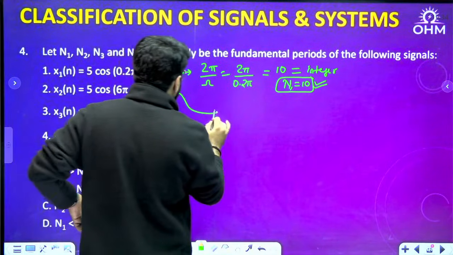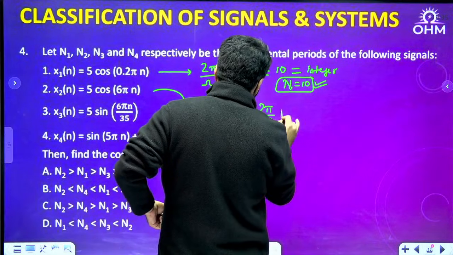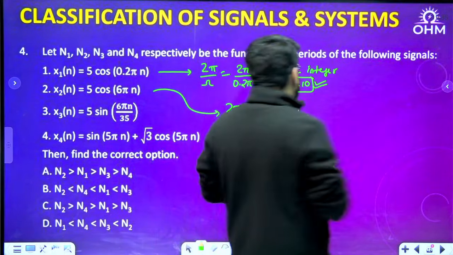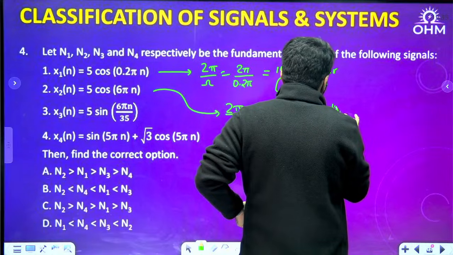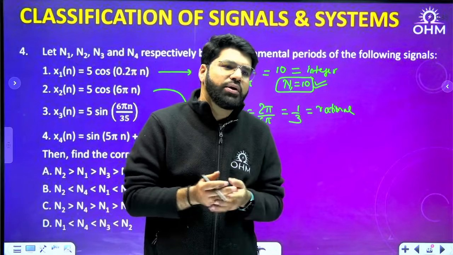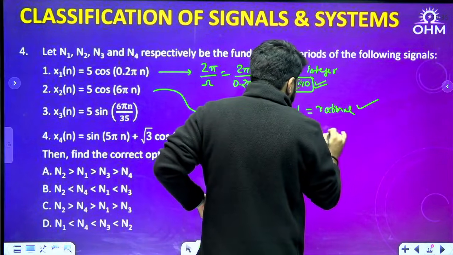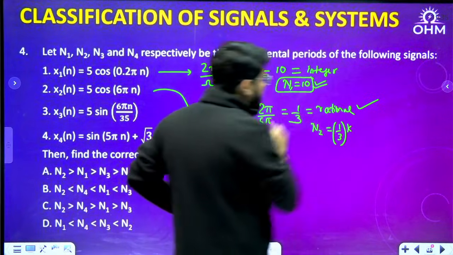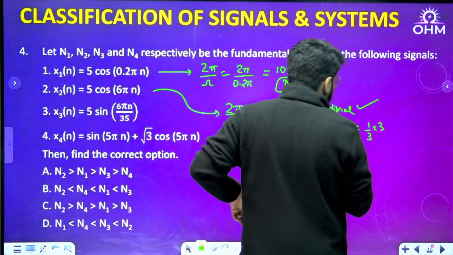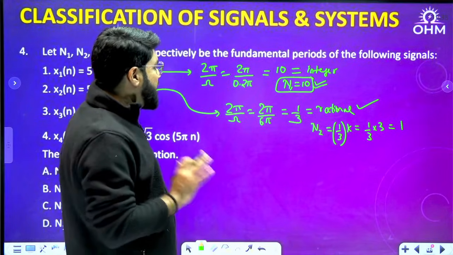Coming to the second one, 2 pi by omega is 2 pi divided by 6 pi, which is 1 by 3. Now 1 by 3 cannot be the period, since a non-integer period is not allowed in the discrete time domain. But this is rational. It is not an integer, but at least it is rational. Earlier I saw one question where 2 pi by omega was not rational, so I stopped and told you the answer is an aperiodic signal. But this one is rational. So what is the time period? N2 must be 1 by 3 into k, some multiple of 1 by 3. Which multiple? Take k equal to 3. You have to choose k so that you get a final integer answer. So N2 will be equal to 1.